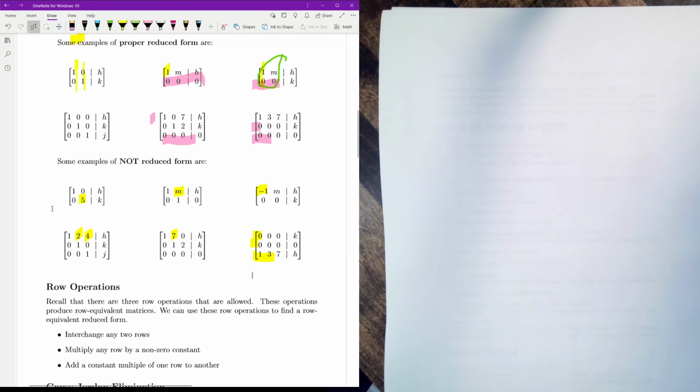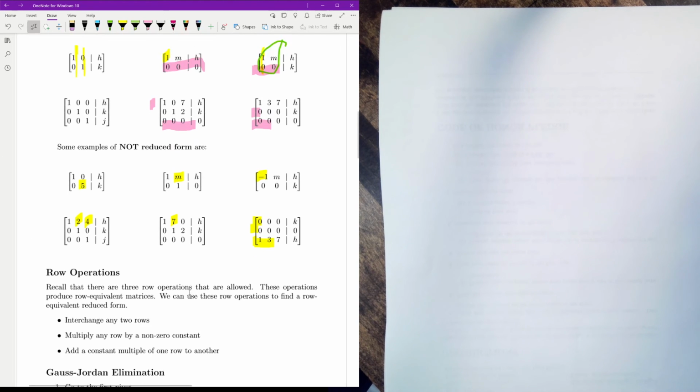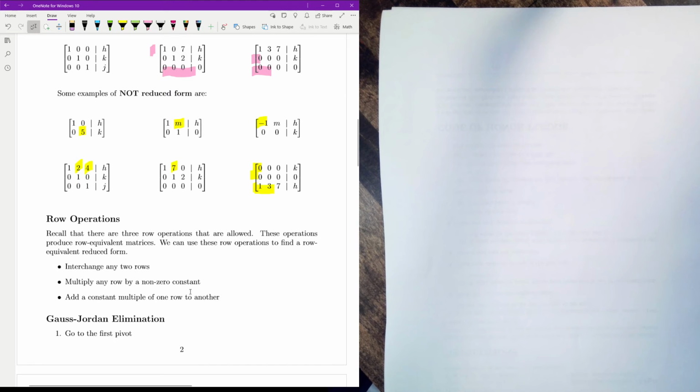Recall row operations. The row operations that are allowed, and this is just a review, and we're going to need this. Then I'm going to break, and we'll go into a different part 2 of the lecture. That'll be a longer section.